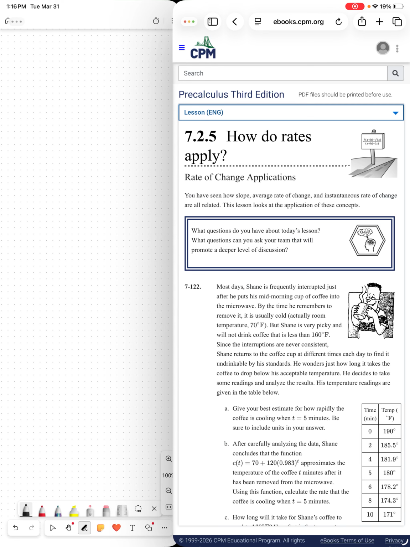Okay, 725. You have seen slope, average rate of change, and instantaneous rate of change now. So let's look at application.